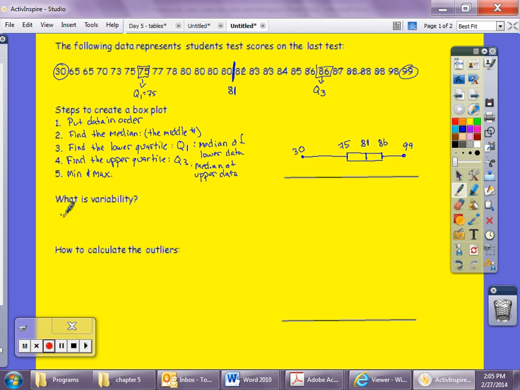Variability is how the data is spread out. Low variability, it's close together. And high variability, it's spread out, it's far apart. So low is close together, and high variability, it's spread out.